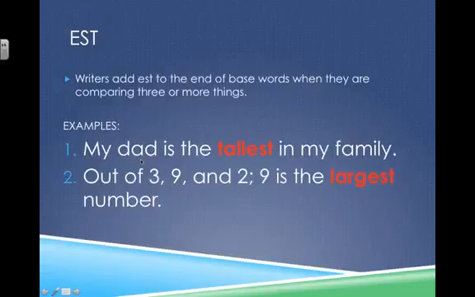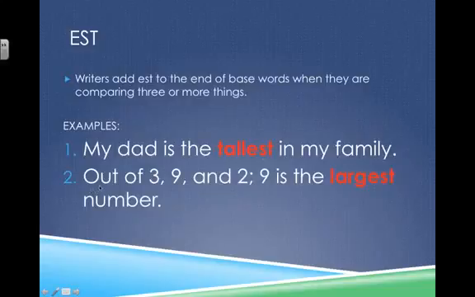So my dad is the tallest in my family. So I'm talking about my family and my dad. So that's more than two people. I'm saying that he's the tallest. I'm not saying he's taller than me, just me. I'm comparing him to everyone in my family. Tall is my base word. Est is my ending. Tallest makes sense in this sentence. My dad is the tallest in my family.